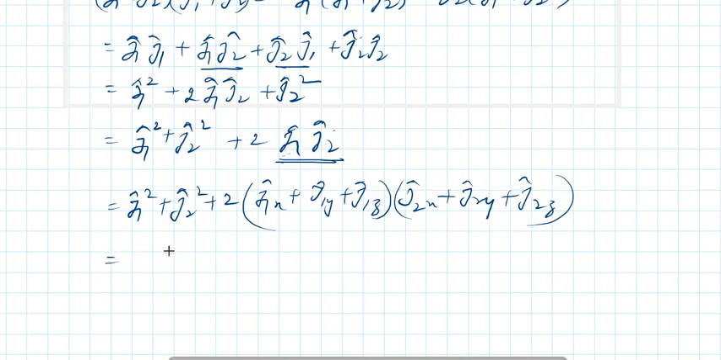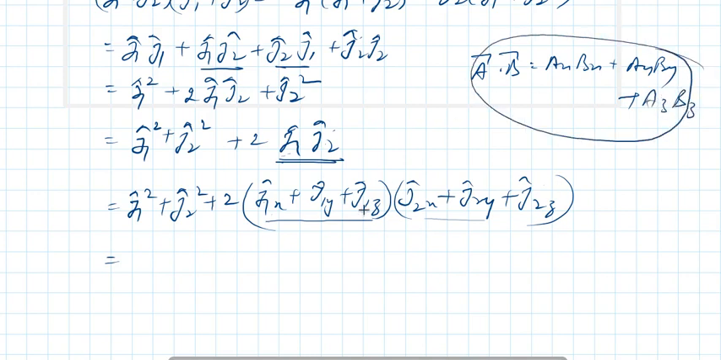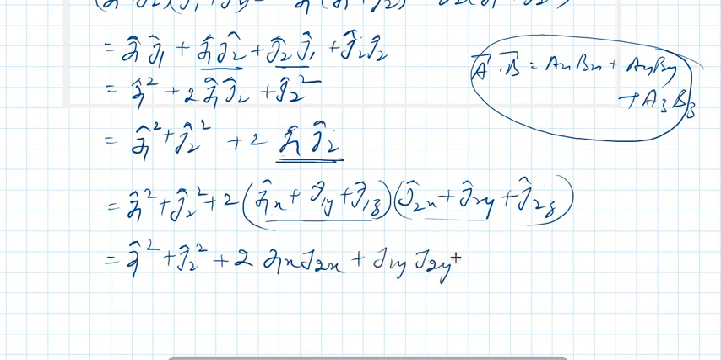So it's simply a dot product, so it is this into this, and the rest of the components will be 0. It's like a dot product, as a dot b can be written as ax bx plus ay by plus az bz. So keeping this in mind, I can write it as j1 square j2 square plus 2(j1x j2x plus j1y j2y plus j1z j2z).